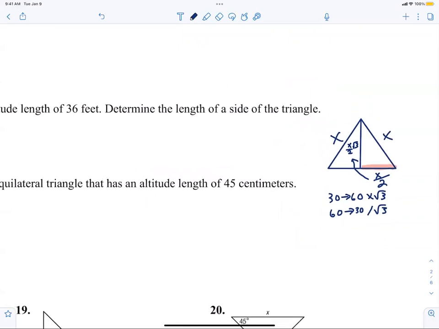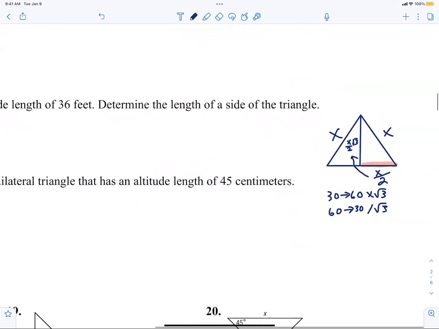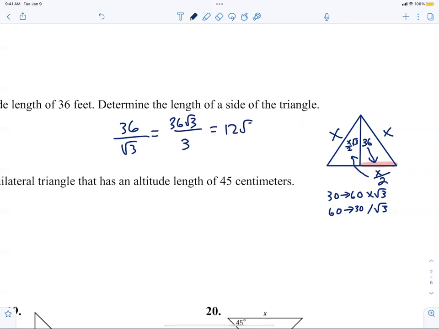So now they're telling me that the altitude is 36. So if this is 36, how do I get to this length right here? Divide by radical 3, because you're going from the 60 to the 30. So 36 divided by radical 3. Then when you rationalize it, 36 radical 3 over 3, which is 12 radical 3. So half of the equilateral triangle is 12 radical 3.